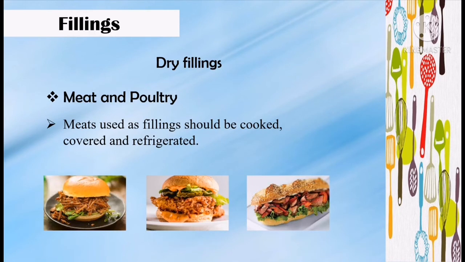In dry fillings, we have meat and poultry. Meats used as fillings should be cooked, covered, and refrigerated. Meat should be sliced just before the sandwich is to be prepared to avoid drying out and losing flavor. Thinly sliced meats are more tender and juicy than thickly sliced.